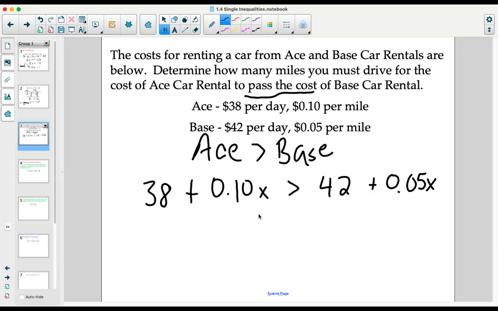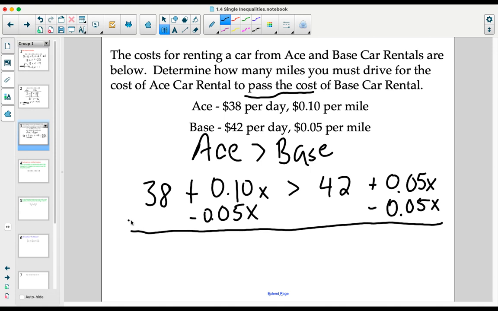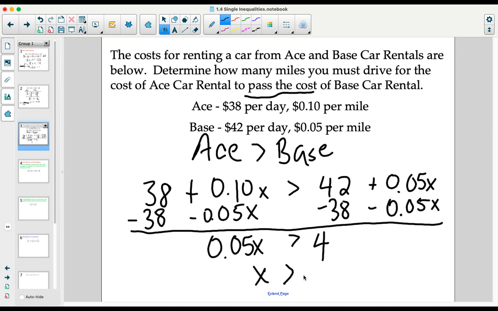We have variables on both sides of the inequality, so we'll choose a side for the variable. I will eliminate 0.05x from the base side and from the ace side. At the same time, we might as well get rid of the 38. We know that that's going to need to go to the other side of the inequality. And we're left with 0.05x is greater than 4. Dividing in order to finish the question, and we're left with x is greater than 80.